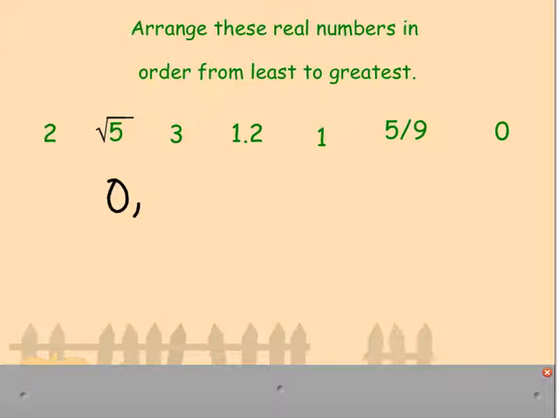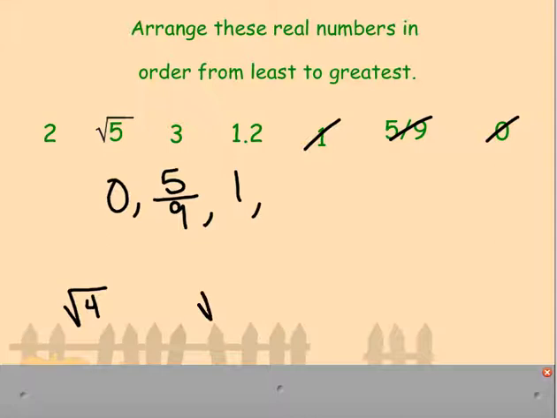3, 1.2, 1, 5/9 is our next one. 5/9, because that is smaller than 1. So 0 and 5/9 have been ordered. 1 is next. Then we think, okay, now I need to start thinking about that square root of 5. And if I were to think about it, I'd say, well, it's got to be bigger than the square root of 4, but smaller than the square root of 9.